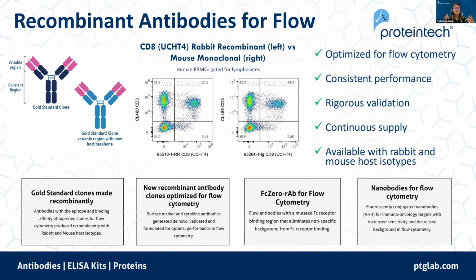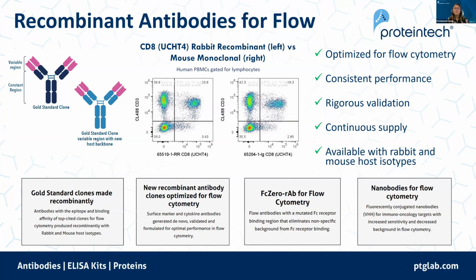In addition to our polyclonal and monoclonal antibodies, Proteintech also offers a wide selection of recombinant antibodies that are validated in and optimized for flow cytometry. All our recombinant antibody clones are carefully selected after multiple rounds of validation to identify clones with the best signal intensity and lowest background. This includes antibodies from top-cited clones that are produced with rabbit and mouse host isotypes.